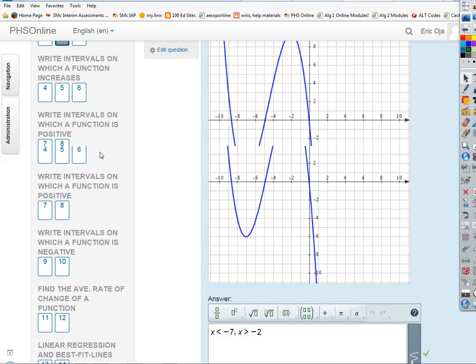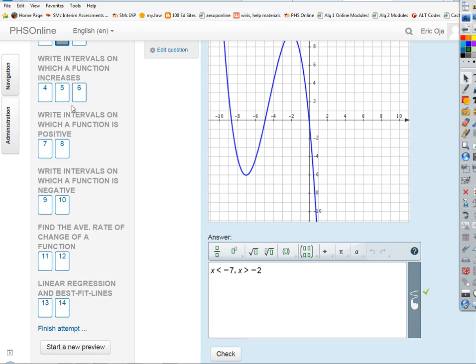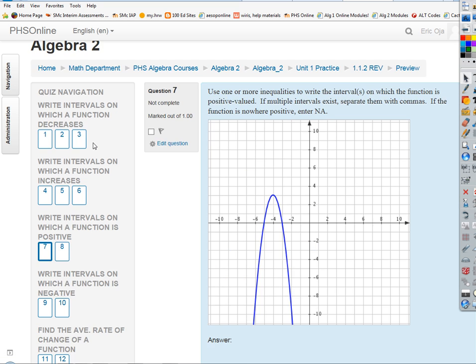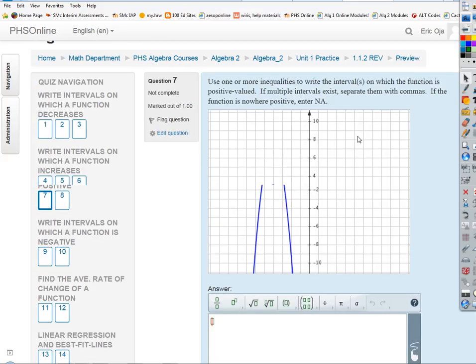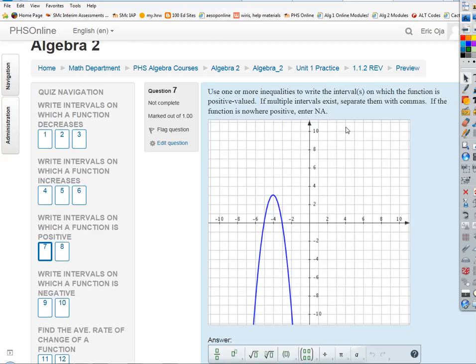Where would it be increasing then, if we asked about intervals where it's increasing? It's going uphill, right? How about these right here, intervals on which the function is positive? Use one or more inequalities to write the interval or intervals on which the function is positive. Where is the function positive? What do you think?